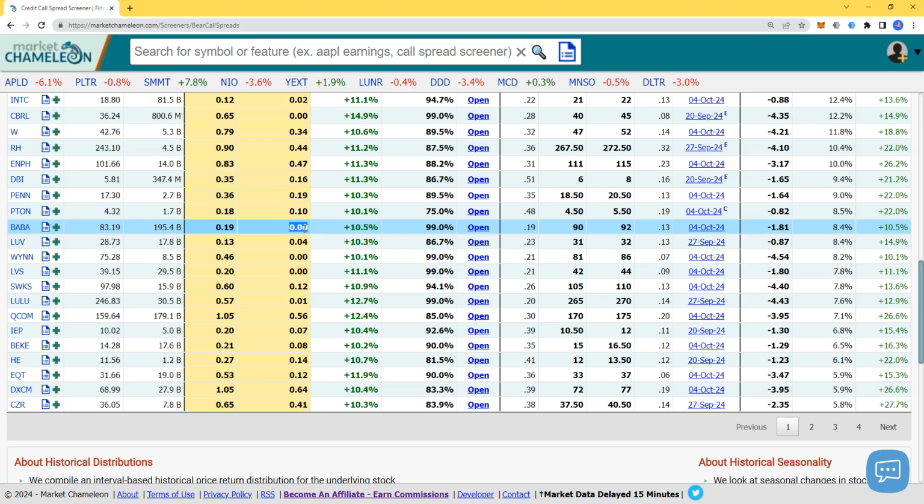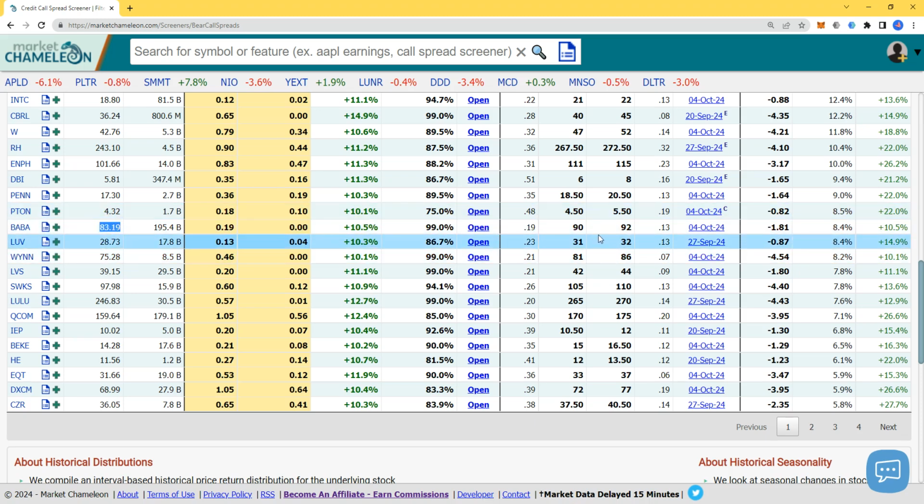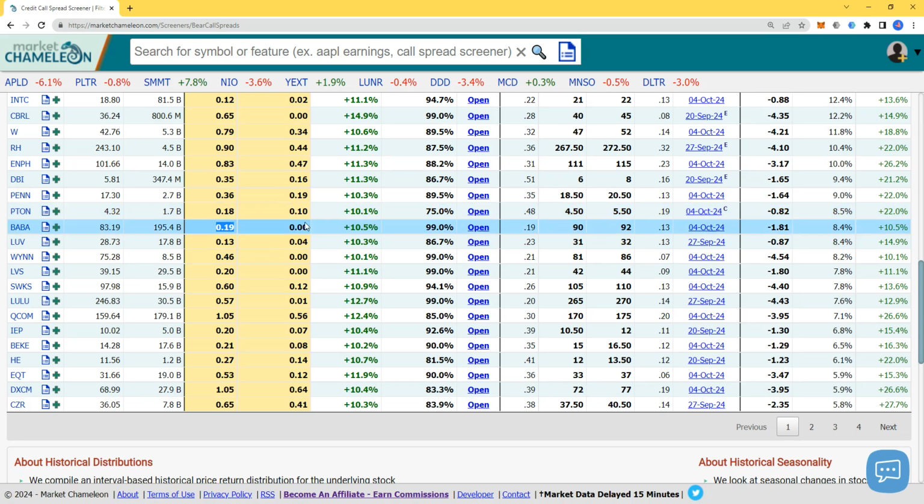This is basically, this spread should be worth zero, but in reality, because of volatility and whatever, you collect $19, which is insane. The trade itself, also for October 4th, you sell the 90 calls, you buy the 92 calls. So as long as Alibaba is below 90, now it's 83, you collect the entire income, which is $19 compared to zero. Your max loss is 180.